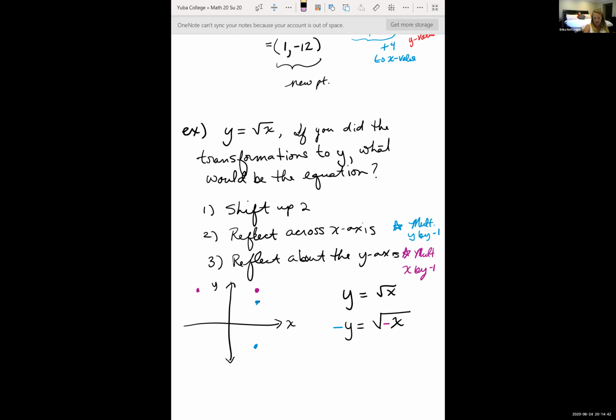And then last but not least is the shifted up 2. You're adding 2 outside of the original. So +2 outside of the radical. Okay, I'm not quite done because I need to solve for y. So we want to rewrite this as y equals.